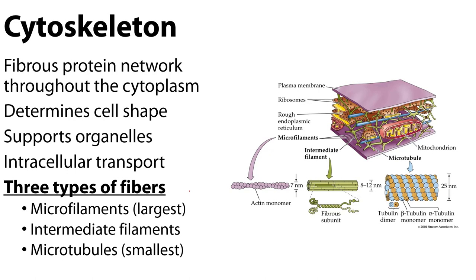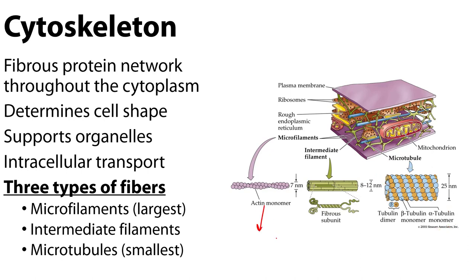We talked about the cytoplasm. Now remember there's a slide here that has an error to it. Remember that microfilaments, which are made of actin, right here, actin filaments, these are the smallest ones, not the largest ones. So this is smallest, and the intermediate are still in the middle, and then the microtubules are the largest. So small, medium, large. There's your actin, there's your intermediate filaments, and there's your microtubules.